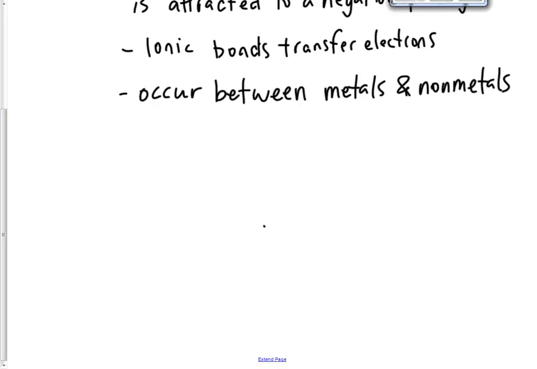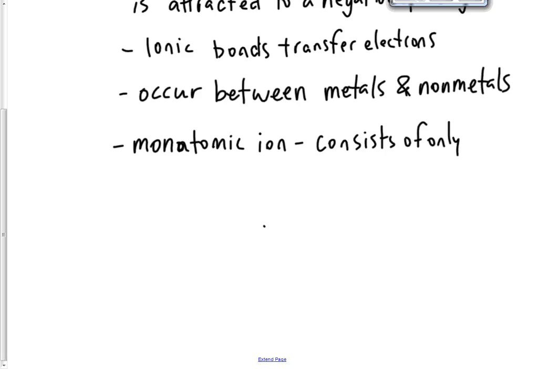Okay. Also, a monatomic ion consists of only one atom. All right, so like Cl minus, Na plus, Al3 plus, those are all one atom. Okay, mono meaning one, atomic meaning atom, put them together, monatomic.